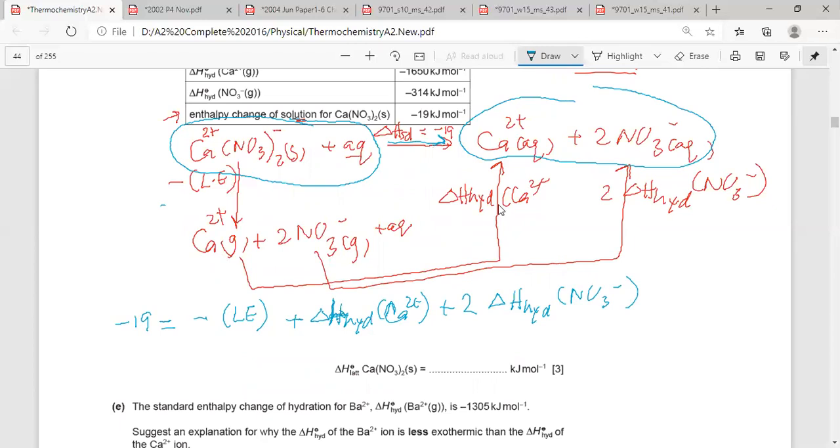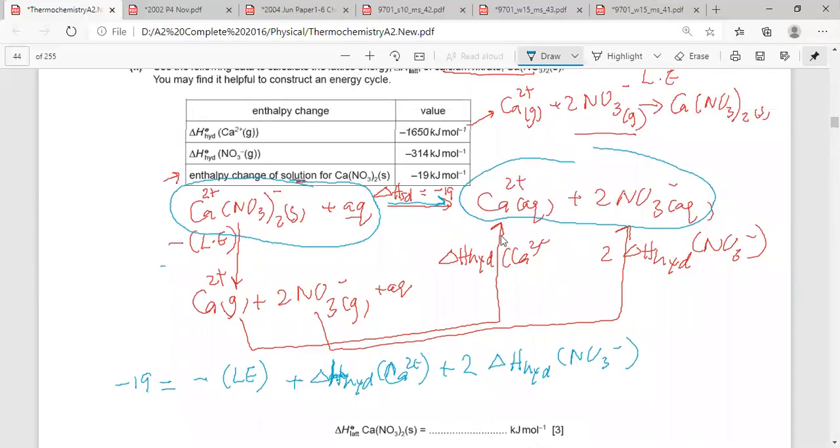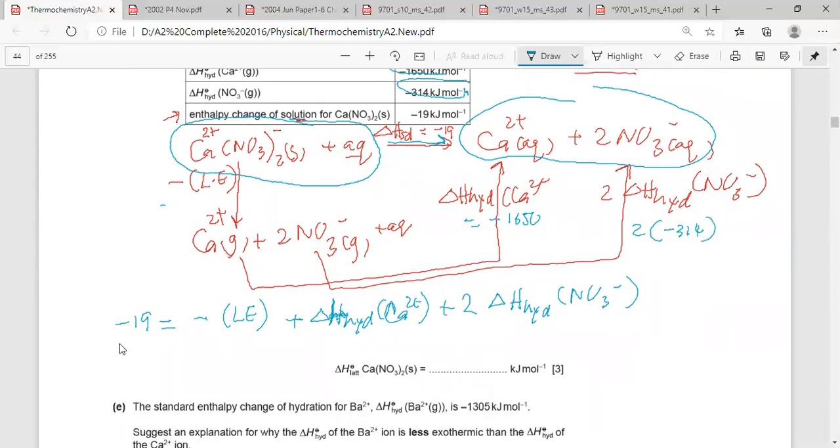Now remember, you're given the heat of hydration for this: minus 1650. And 2 times, now this is for 1. You always remember this is per mole. So it's 2 times minus 314. So minus 19 equals minus LE. Very important, put the minus sign there. Plus minus 1650 plus 2 times minus 314.